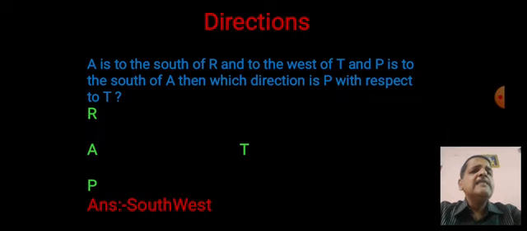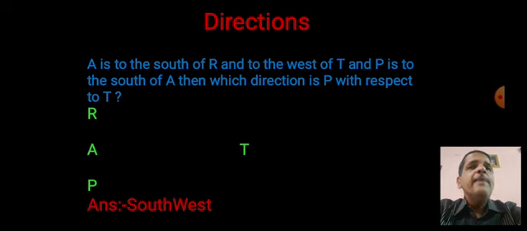Now A is at the south of R and to the west of T. So A we wrote. Thereafter A is to the south of R, so R should be upside. Then west of T means T should be at the right hand side, because A is at the left hand side.